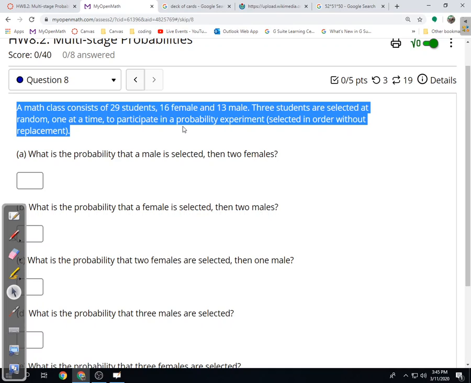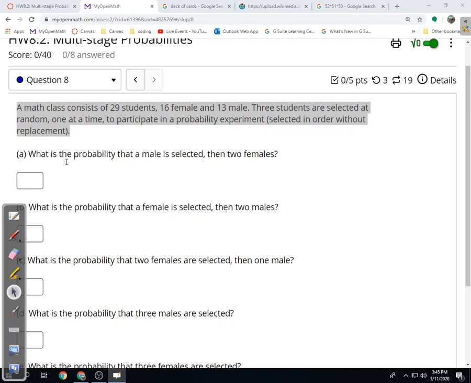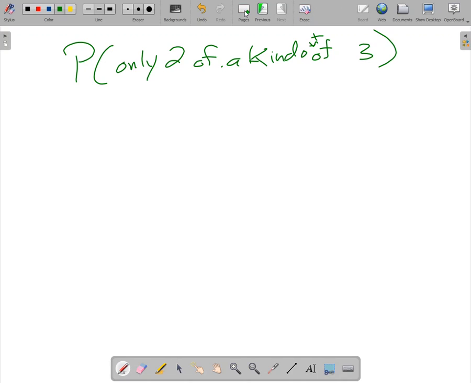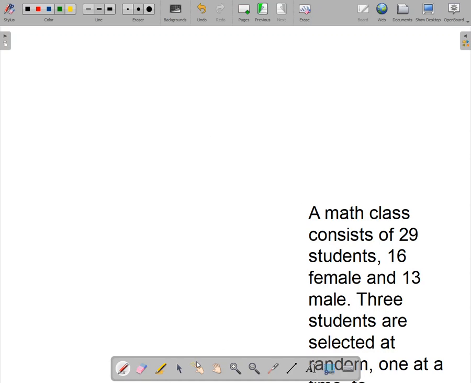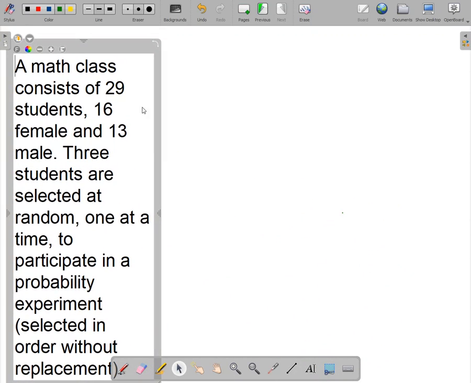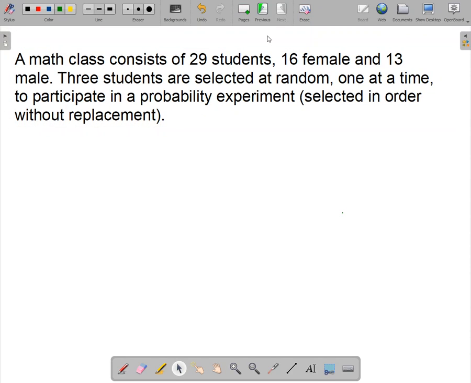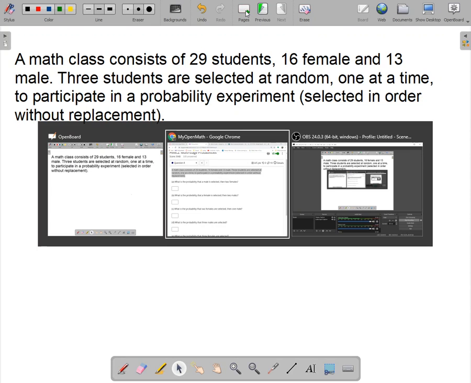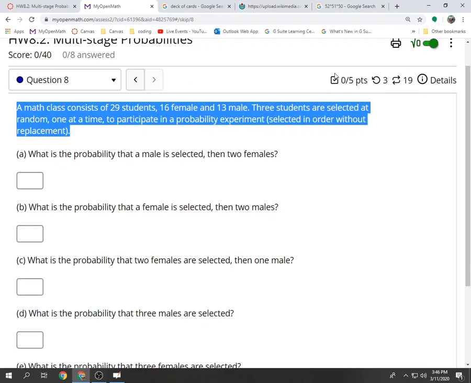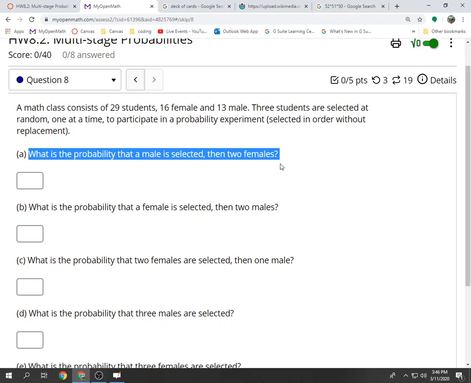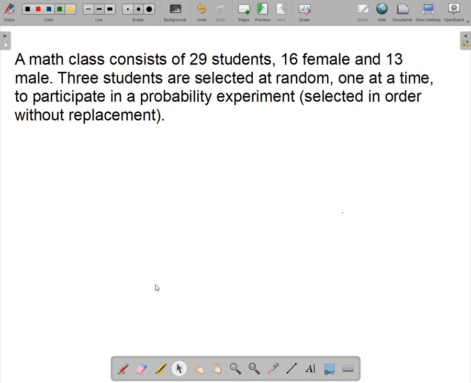So it's the same problem, slightly different numbers each time. Let's do it. All right, and then the questions. What's the probability that a male is selected, then 2 females? So a math class consists of 29 students, 16 are female and 13 are male. 3 students are selected at random, 1 at a time, to participate in a probability experiment. Ooh, lucky students.